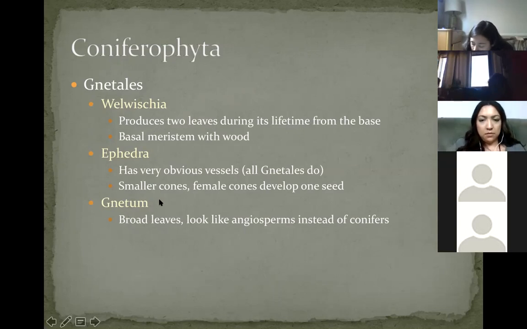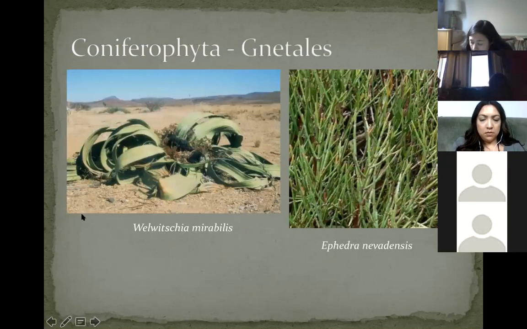And then we have Gnetum. This one definitely looks like an angiosperm, especially because it grows like a tree that you would usually see within this group. But they have really broad leaves, and they actually have pinnately compound leaves, unlike some of the other members of the conifers. So this is Welwitschia mirabilis.